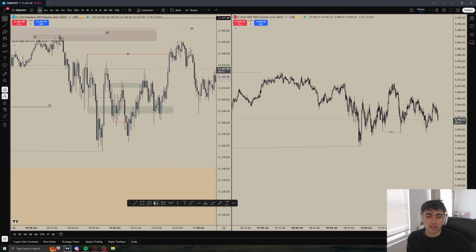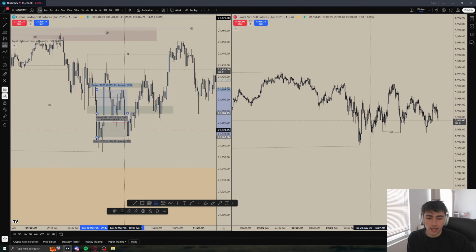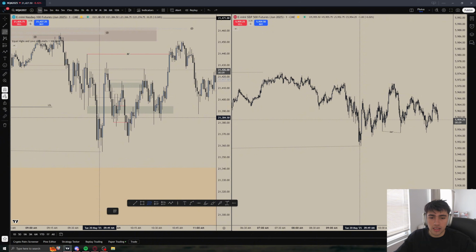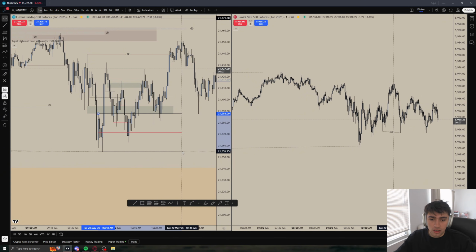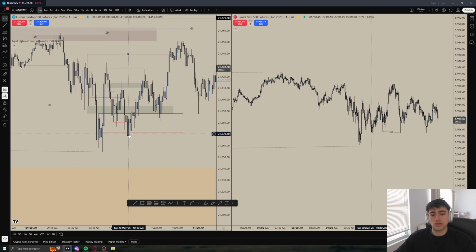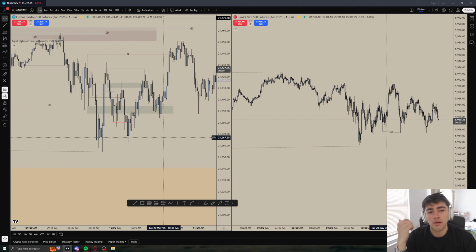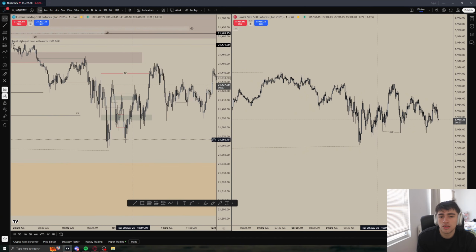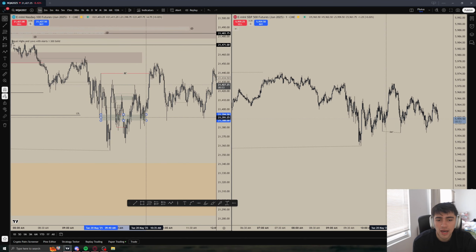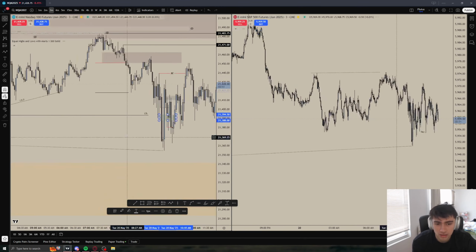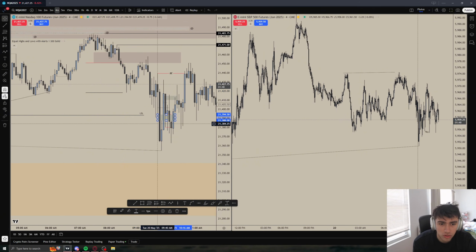But either way, this PD array should have been respected, and this PD array got disrespected. At least the consequent encroachment of it from this high to this low, we did close below this PD array. So again, nothing really you can do. I'm not saying that I overmanaged my trade, but maybe I'm also saying this because it is break even hindsight. But I know that we should not be disrespecting this 3 minute bullish gap and closing below the 4 minute.